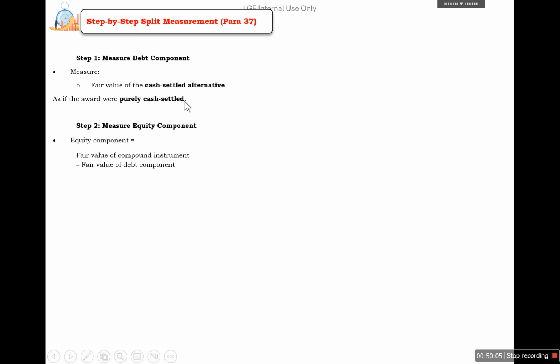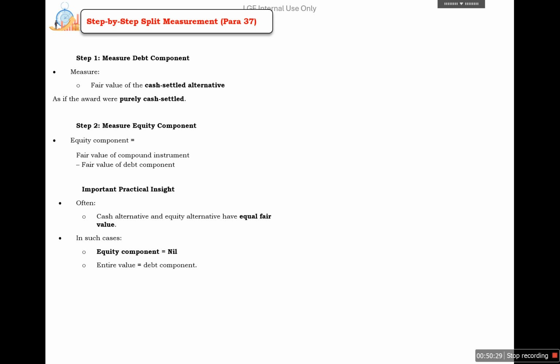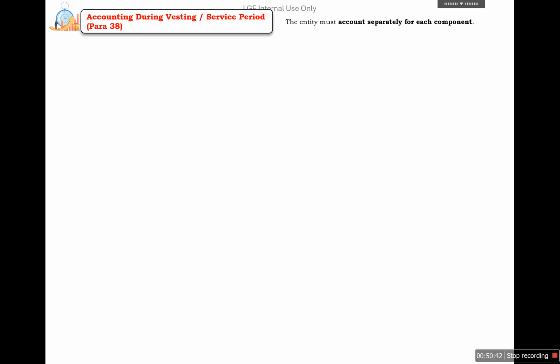Next, the first step is to measure the debt component: the fair value of the cash settled alternative as if the award was purely cash settled. First, we find out what the value would be if only cash is demanded. After that, we find the equity component: we measure the fair value of the compound instrument, and out of that we reduce the debt component value. Often the cash alternative and equity alternative have equal value, but in such a case the equity component value is zero and the entire value is considered as the debt component. So debt first, equity is residual.